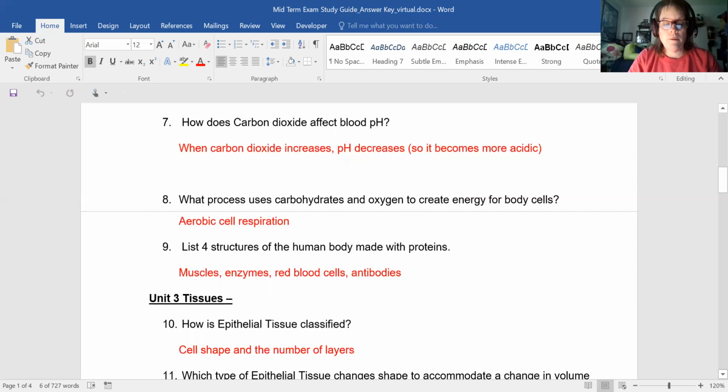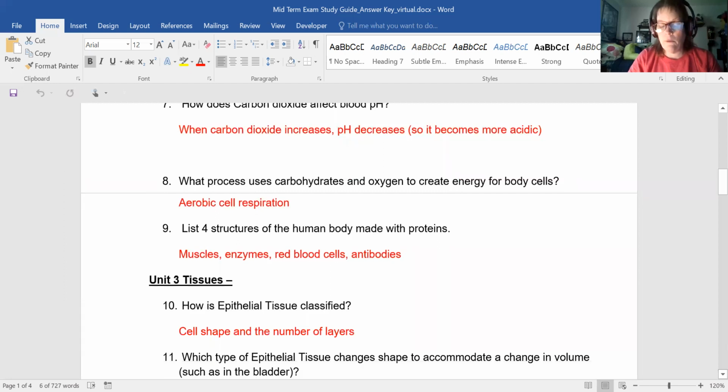Number 8 says, what process uses carbohydrates, which are sugars, and oxygen to create energy for your body cells? Well, hopefully you were thinking cell respiration, but you'll see I've added the word aerobic here, which is going to make a difference towards the end. We have another question that's dealing with another type of cell respiration, but aerobic just means with oxygen.